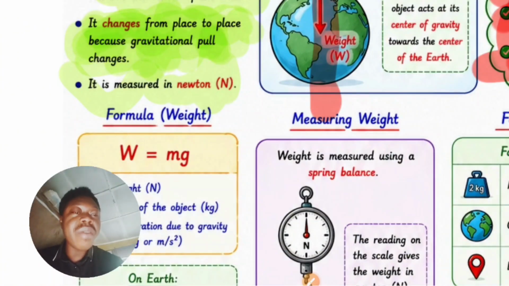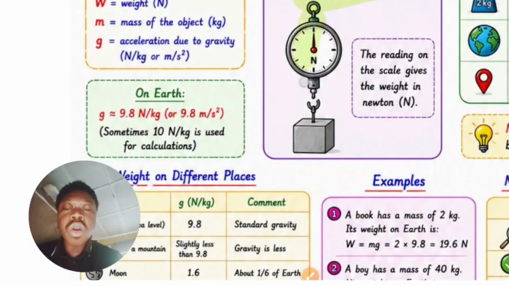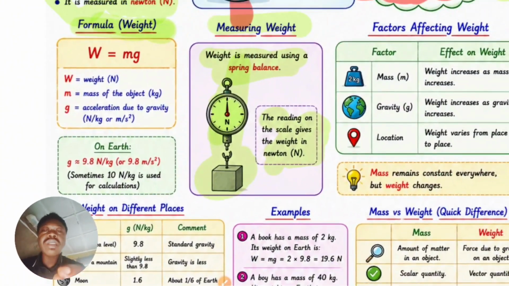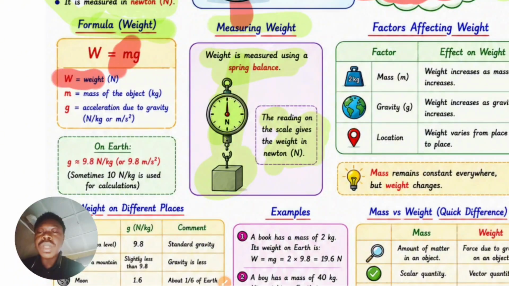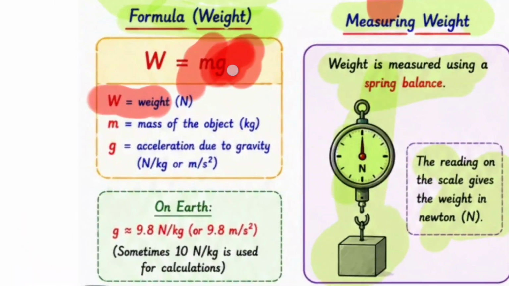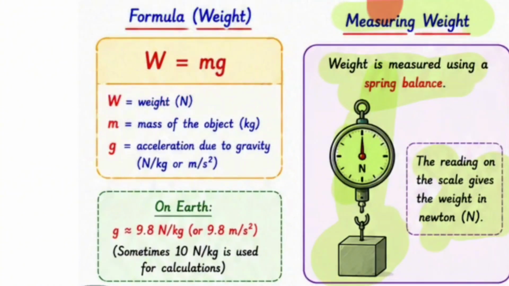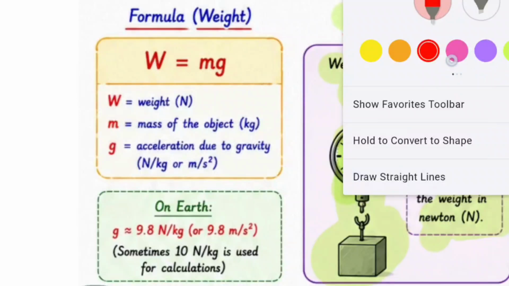Now, if I'm having weight, we need an instrument that can be used in measuring this weight, and that is where we have the spring balance. We can use the spring balance to measure weight, and you can see our object hanging on the spring. The reading on the scale gives the weight in Newton. What is our formula for weight? If you are asked to calculate the weight of an object, you will need the mass of the object multiplied by the constant acceleration due to gravity.